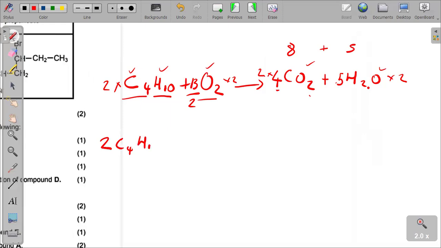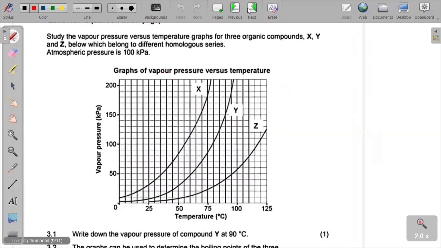2C4H10 there plus 13 over 2. So this 2 and this 2, of course, they cancel each other, 2 into 2, 1 into 2, 1 there, right? Giving us 8 plus 10 H2O, our water, right? So this is our complete combustion of butane in excess air or in insufficient oxygen. So this is what is happening. So we are done with this question. We quickly go to the next question.